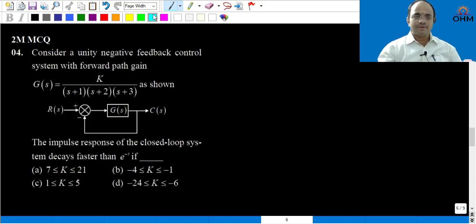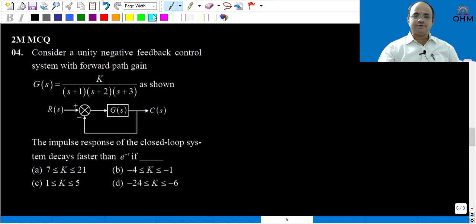Now, let us go to another problem. This is question number 4 in our video. In the exam, the question number is something else. Now, consider a unity negative feedback control system with forward path gain G of s equal to K by (s plus 1) into (s plus 2) into (s plus 3), as shown in the figure.